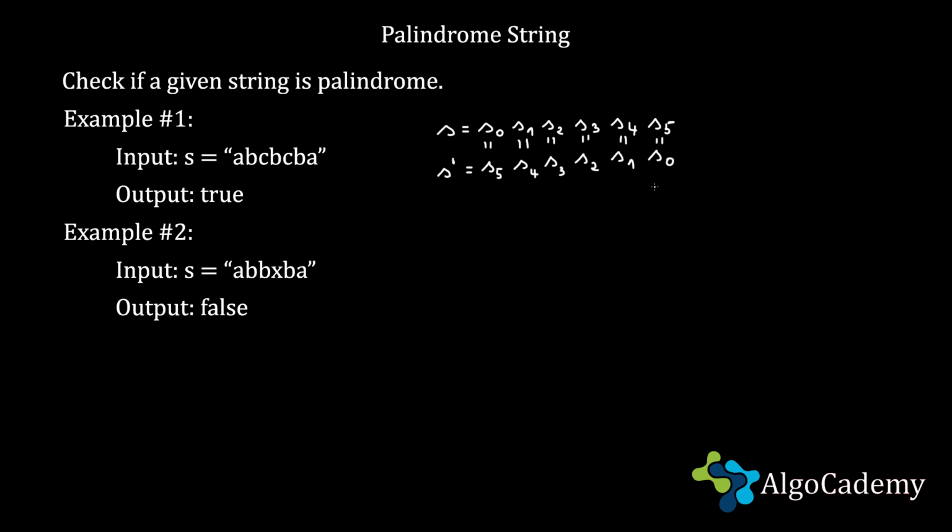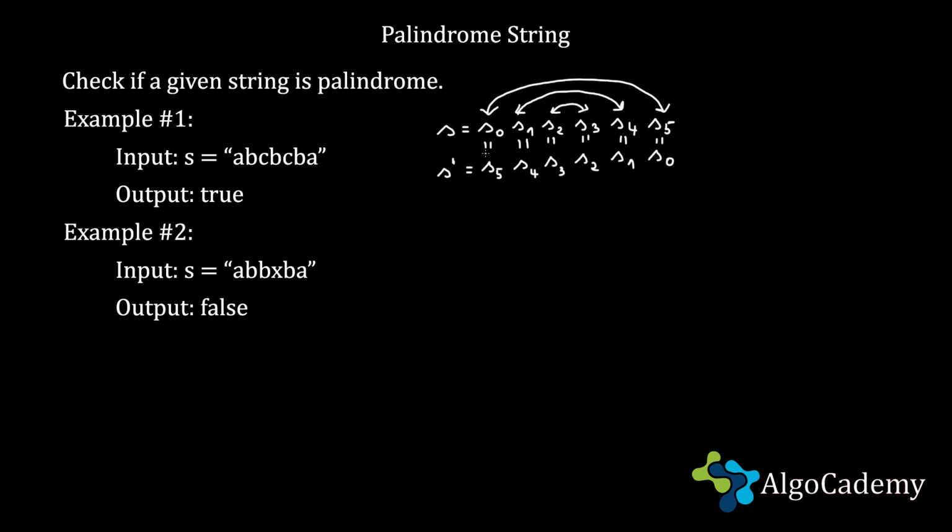Okay, do you notice something here? We check S0 with S5. So we check if the first character is equal to the last one. Then we check S1 with S4. So the second one with, of course, the fifth one. Then S2 with S3, right? S2, S3. Then S3 with S2, we already did that. S4 with S1, we already did that here. S5 with S0, we already did that here.